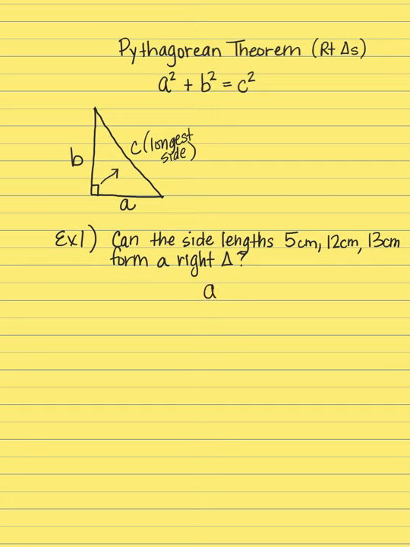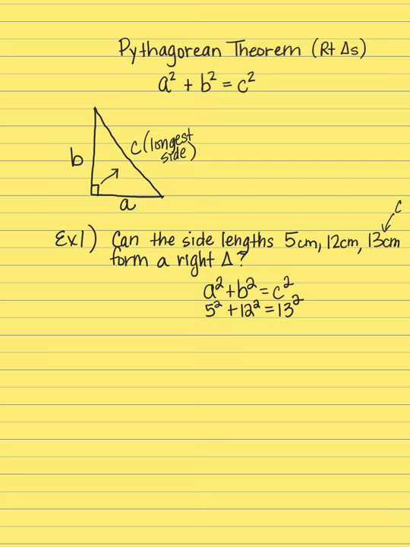So we're always going to start with the Pythagorean theorem, a squared plus b squared equals c squared. And I'm going to plug in my numbers, 5, 12, and 13. And remember, 13 has to be the C. 5 and 12 can be A or B, it doesn't matter. But again, I always just go least to greatest. So 5 is my A, 12 is my B, and 13 is my C.